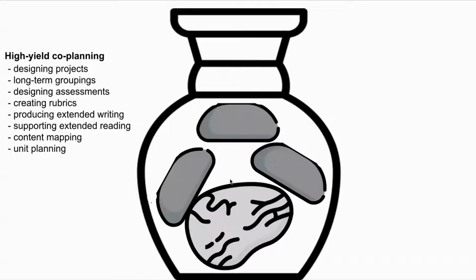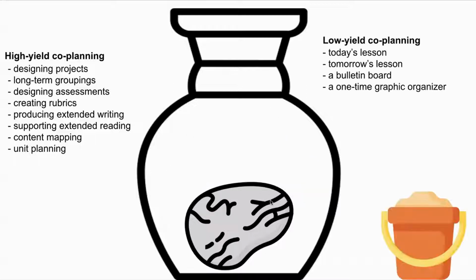Here are the pebbles. They'll go in and fill in, but most of the space is already taken up by the stone. And then the granular part are the things we can plan, such as low yield co-planning items, such as today's lesson, tomorrow's lesson, a bulletin board, or a one-time graphic organizer. A one-time graphic organizer, for example, is just that. It's not as impactful as planning an assessment, which can be used through multiple months, weeks, and days. But a graphic organizer can possibly be used only once, and then we move on to the next lesson.